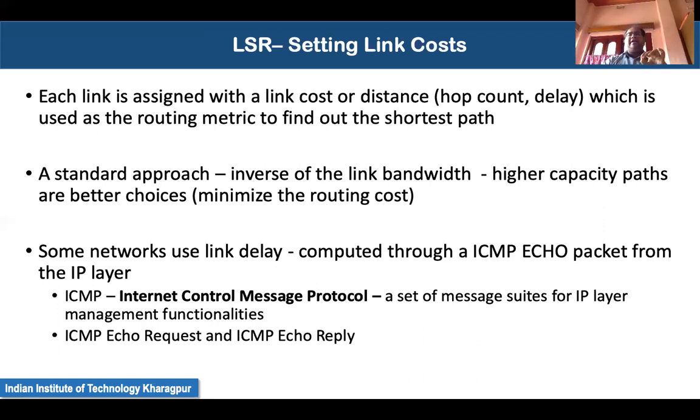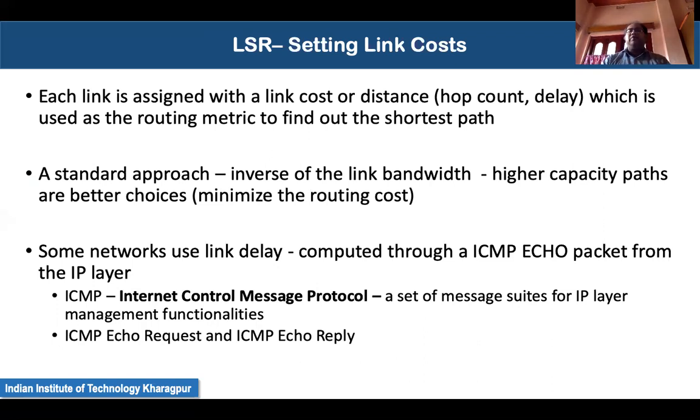Whenever you take the inverse of the link bandwidth and compute a shortest path by minimizing the cost, you are maximizing the bandwidth, taking the higher capacity path. So that is a standard approach. But many link state routing protocols also take hop count as a metric, meaning how many hops you are from one node to another. And some networks use link delay.